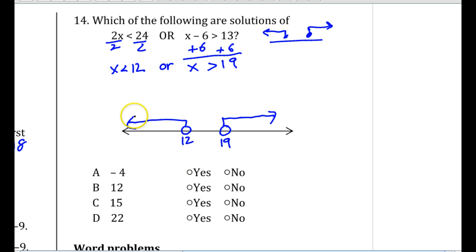So which one of these are actually solutions? It's -4 in this area on the left, or this area on the right. Yeah, -4 would be over here somewhere, so that's a yes. 12 is right here, but it's an open circle, so 12 is not an actual solution. 15 is between, so no, that's not a solution. And 22, which is over here, is bigger than 19, so that is a solution.